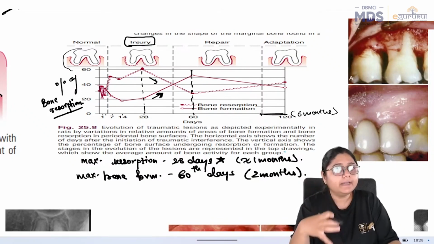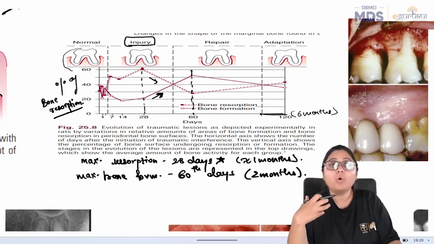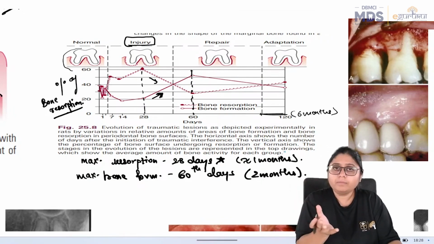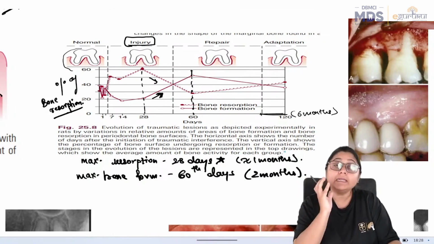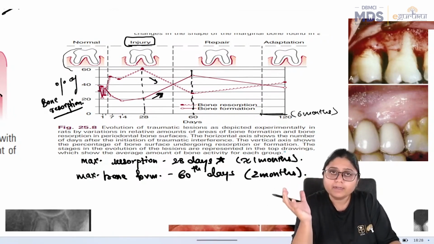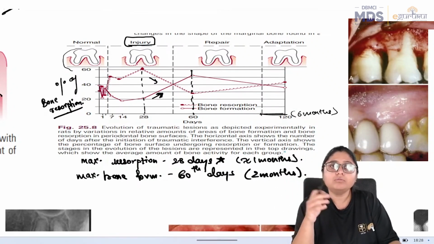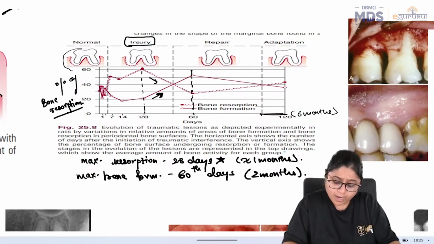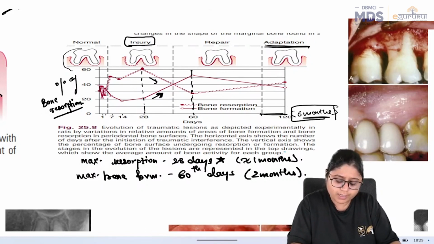The body has a tendency to adapt. How will it adapt? It will drift away from the abnormal occlusal forces, or the tissue will be widened. There will be an increase in mobility. The tissue will be widened to such a level that the occlusal forces are no more harmful to the tooth. So in approximately 6 months, this is the stage of adaptation or remodeling.